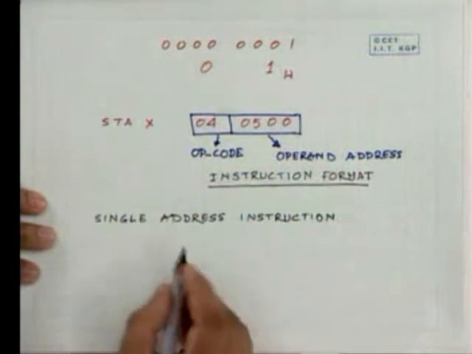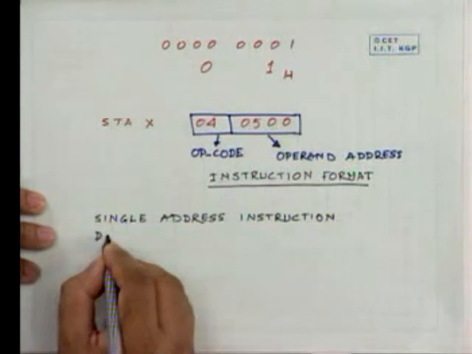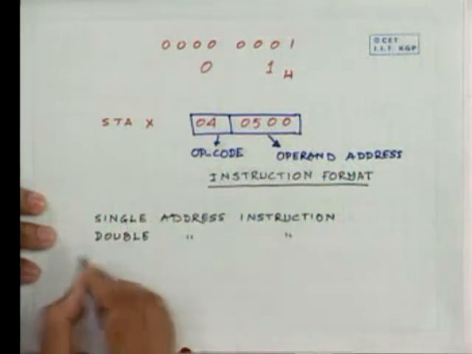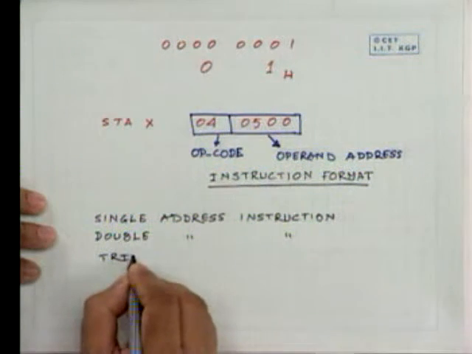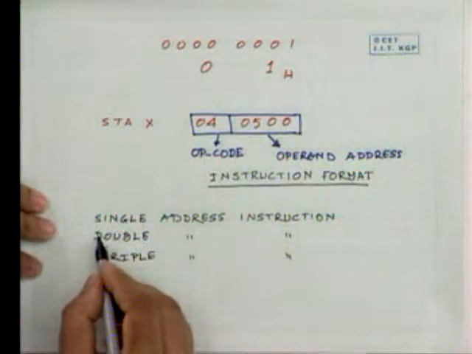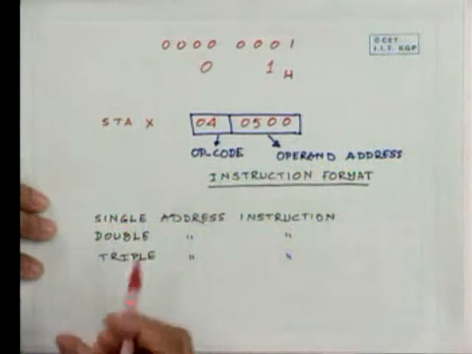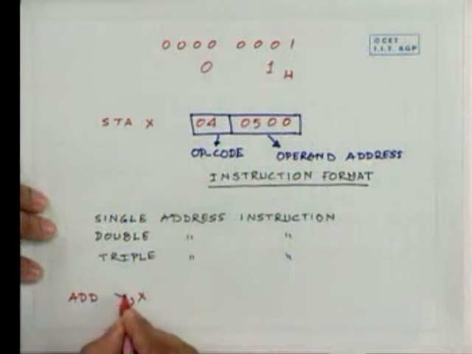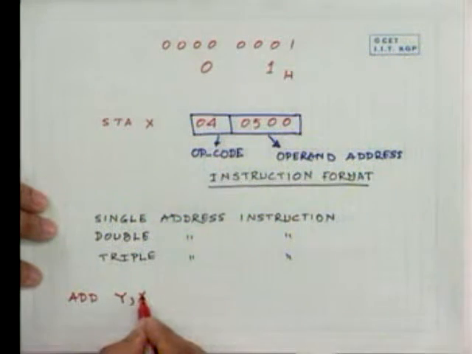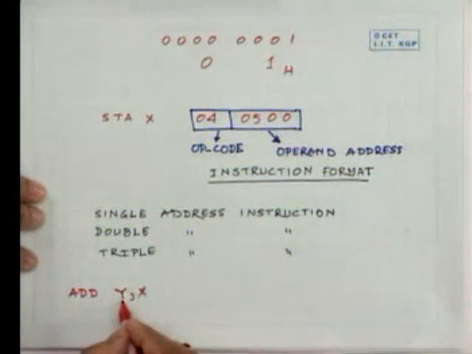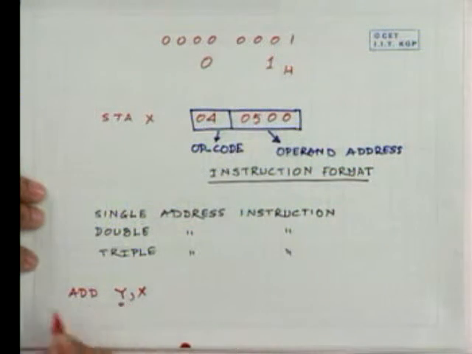Now, similarly, we can have, say, double address instruction or triple address instruction. For example, a double address instruction may take this form: add, say, x, y. That means you add the content of x to the content of y and then leave the result of addition into y. That is a double address instruction, okay.